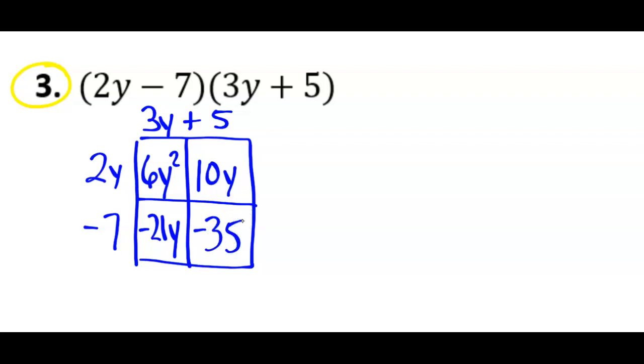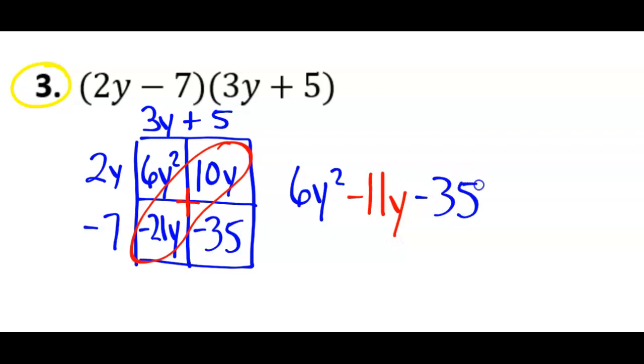Okay, so now I need to write my answer, and I can't do that yet because I've got these guys right here that I need to add together. They're like terms. My 6y squared doesn't go with anything, so that goes there. When I add those together, 10y plus negative 21y, I get negative 11y, and I bring down my negative 35. Okay, fantastic. We'll do number 4 in class.